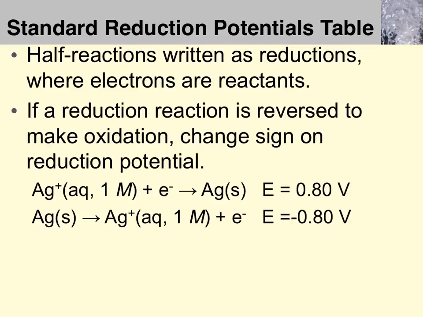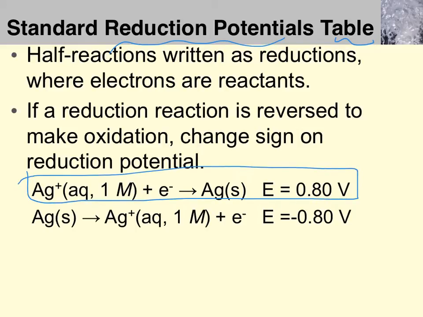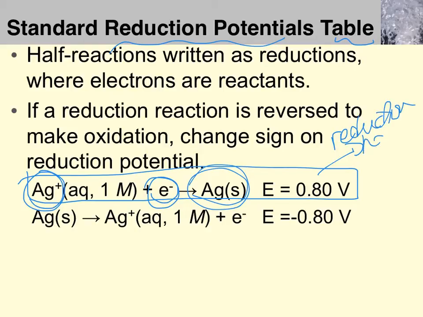So all of the reduction potentials that show up in a reference table are listed as reductions, okay? All of them, regardless of whether they're inclined to be reduced or oxidized. They're all shown in this order, where you start with a cation, or something that's electron deficient, accepting an electron to make something neutral, okay? So this is a reduction half reaction. Again, all of the information in the standard reduction table is written as reduction.